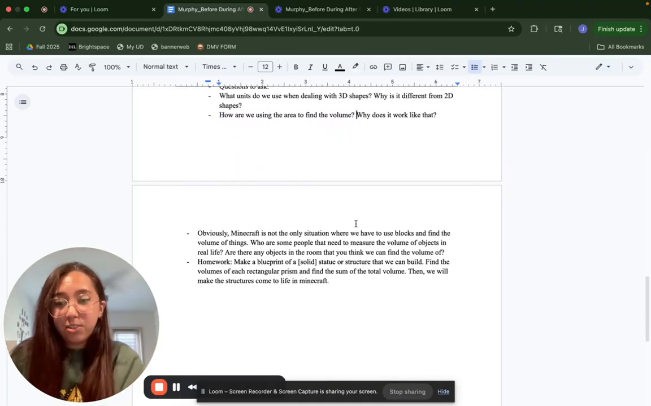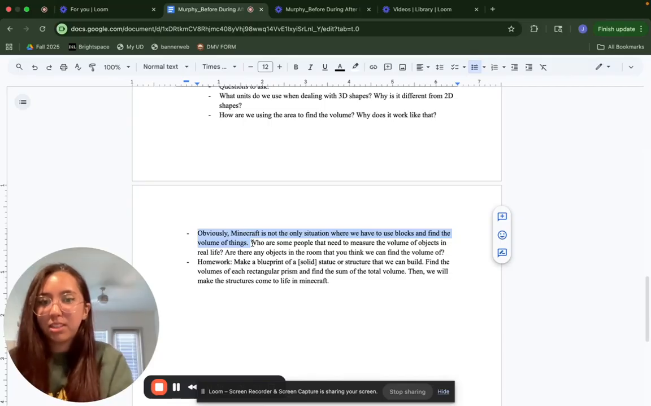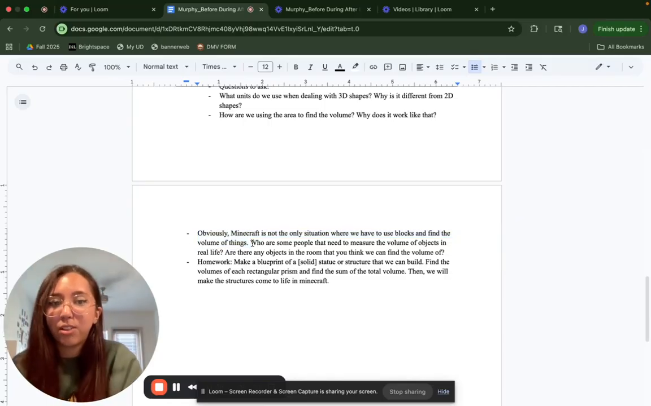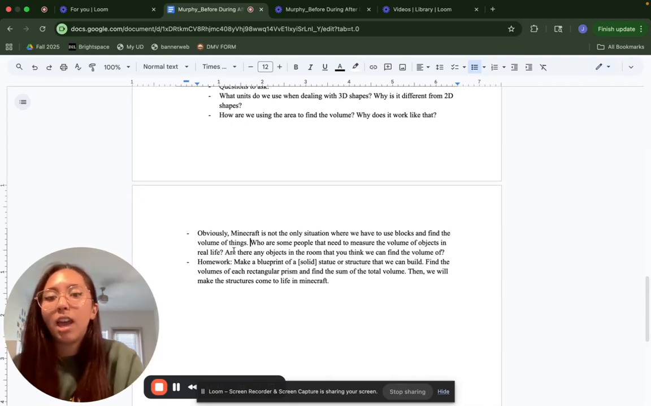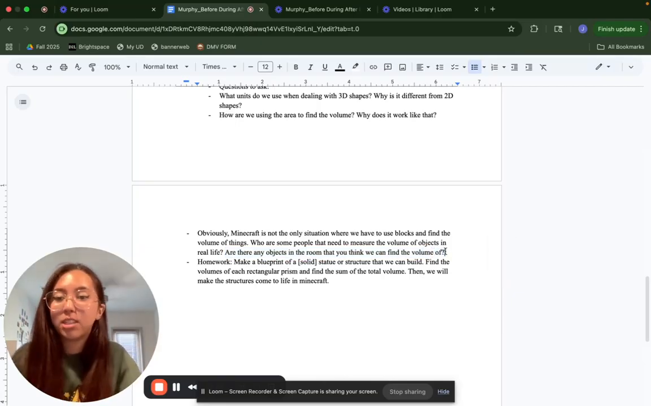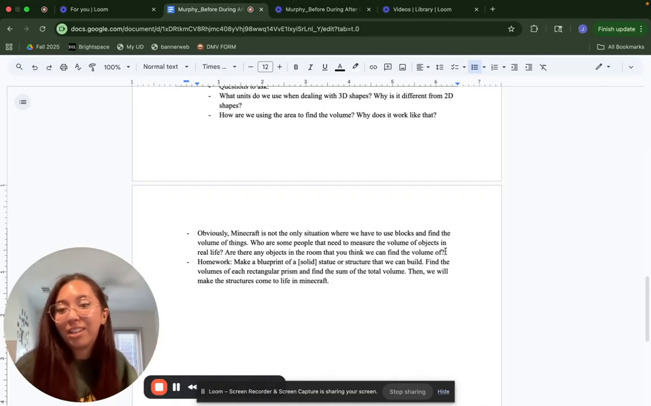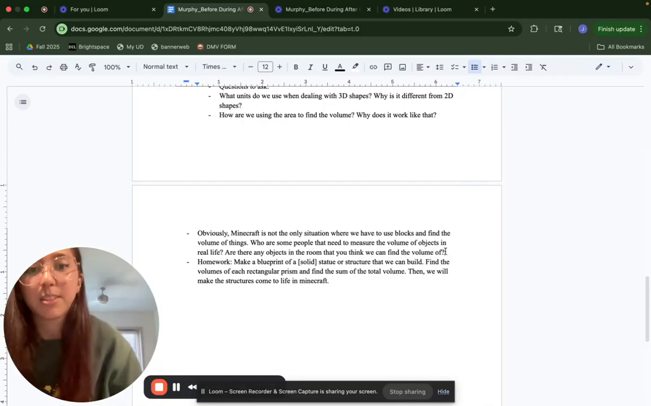And then after we do that, we can do some connection to the real world. Like here, I'd say obviously Minecraft is not the only situation where we have to find blocks and use blocks and find the volume of things. So I can be like, who are some people that need to measure the volume of objects in real life? And they can make that connection, maybe construction workers, etc., finding the weight of things. And then are there any objects in the classroom that you think we could find the volume of? So maybe if they see a box in the classroom or a solid bookshelf, they can point that out. But I mean, in reality, you can find the volume of anything, but we're just focusing on rectangular prisms.